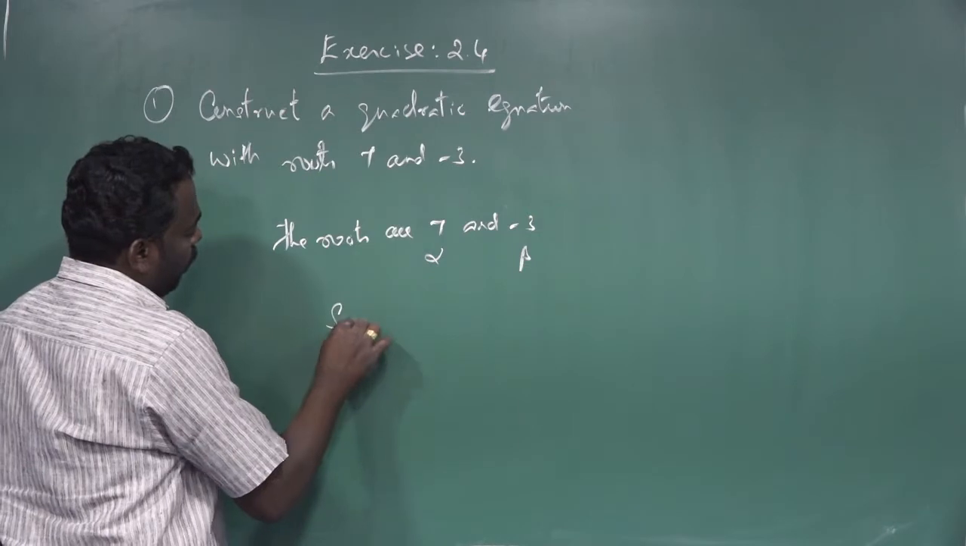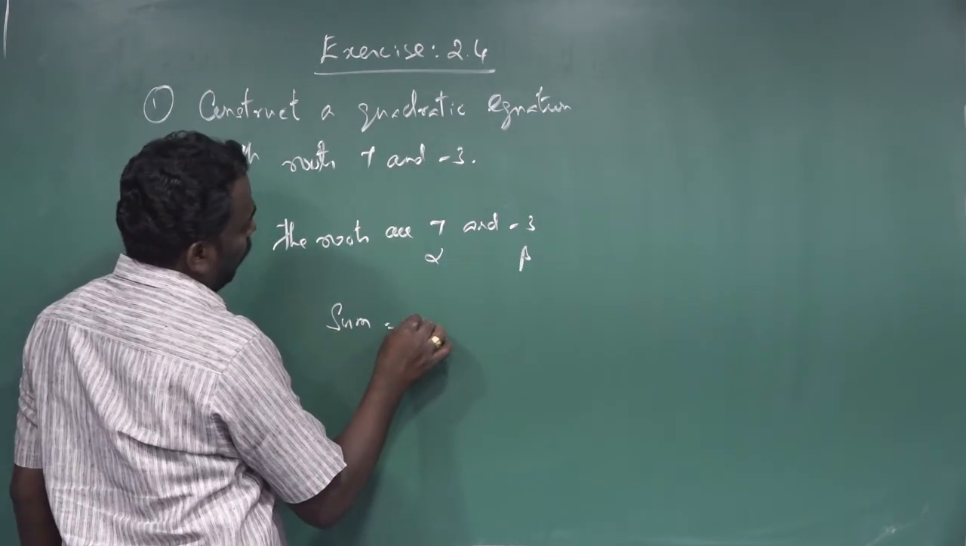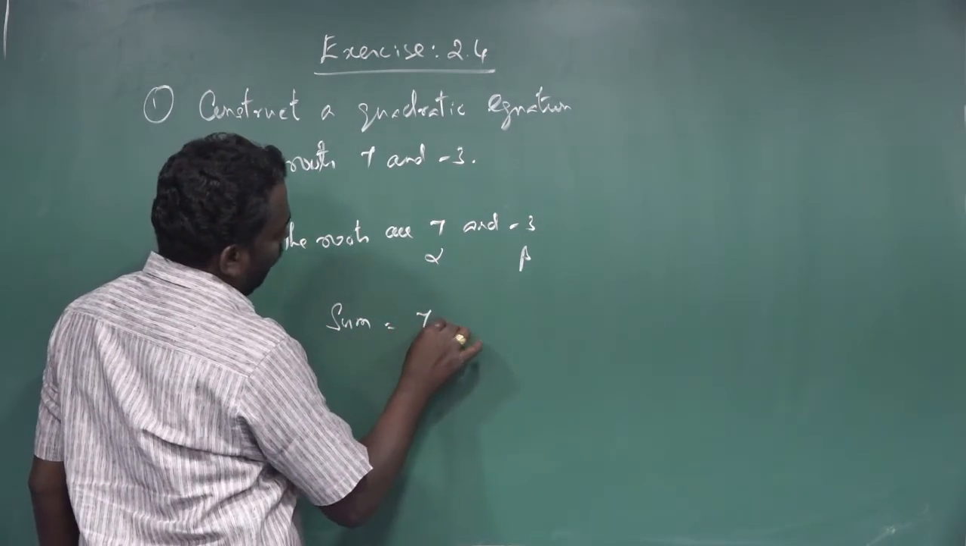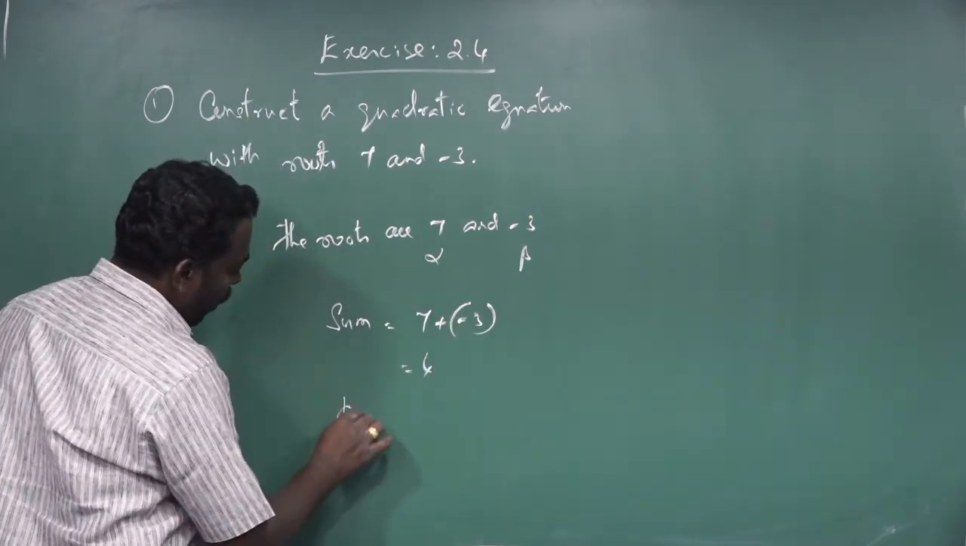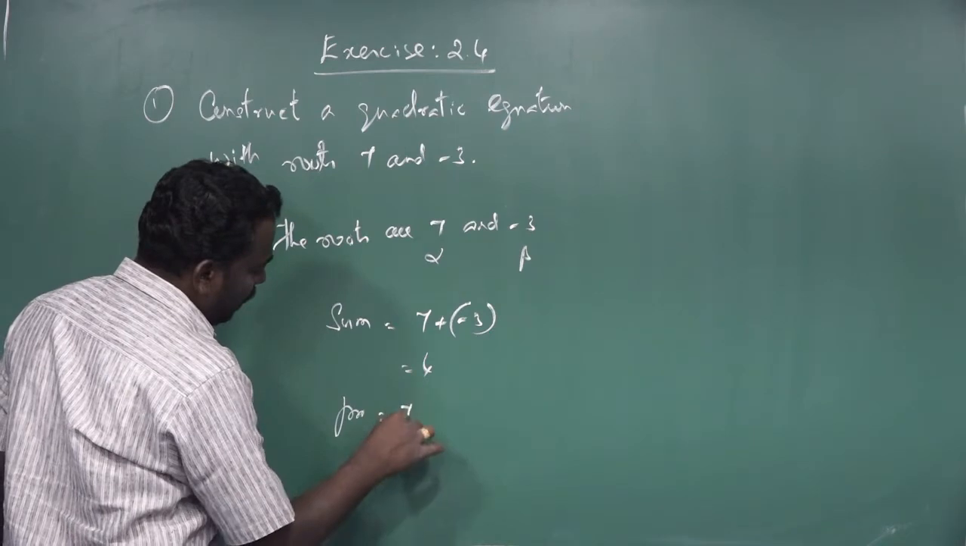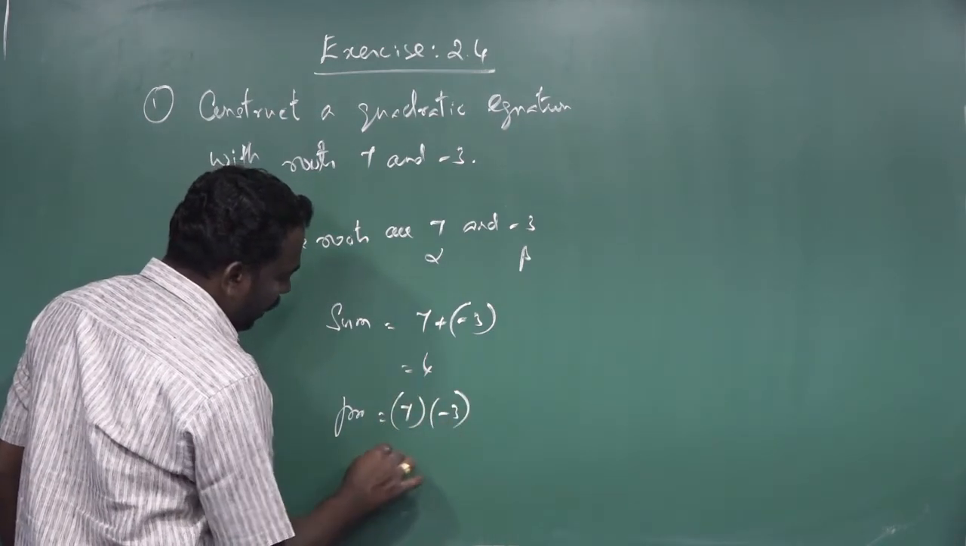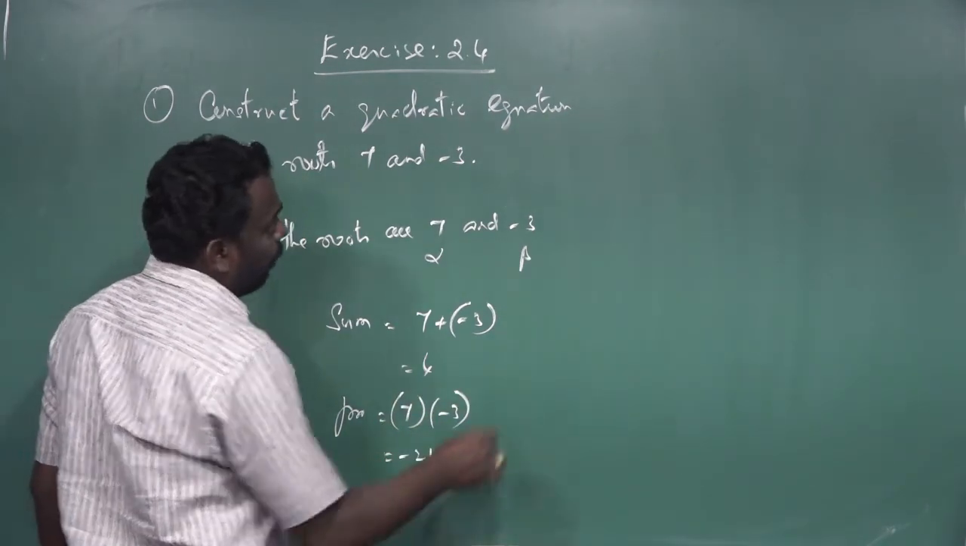Now, what is the sum of the roots? The sum of the roots is 7 plus minus 3, which is equal to plus 4. The product is 7 times minus 3, which is equal to minus 21.